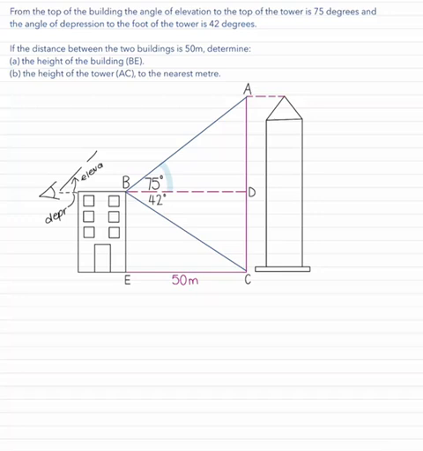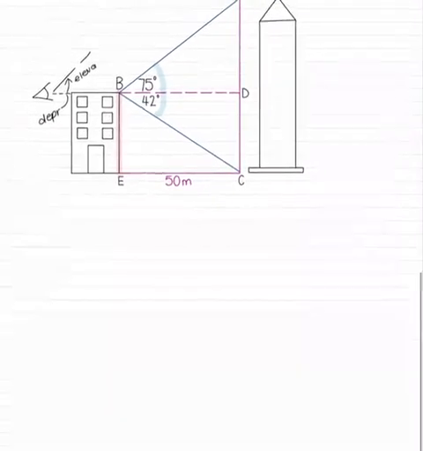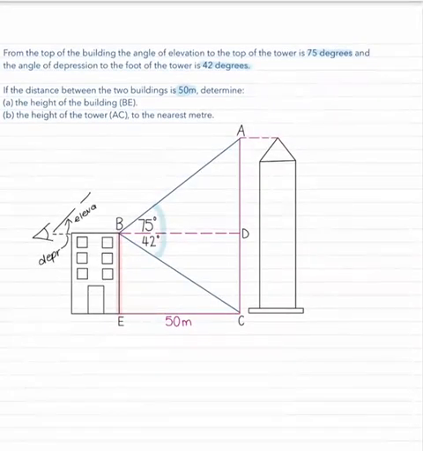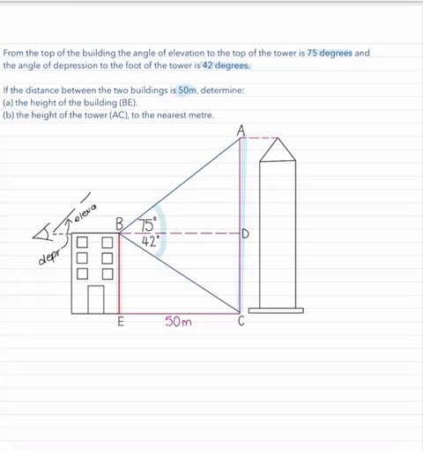All right. So now since we've discussed that, we've said that it's 75 degrees. And they say the angle of depression to the foot is 42 degrees. So this angle here is 42. Great. So all our angles have been inputted. If the distance between the two buildings is 50 meters, determine A, the height of the building. So we first need to figure out what is the height of the building BE. And then your next step is the height of the tower. All right. So now it's the whole tower AC. Okay, so let's attempt number one first.